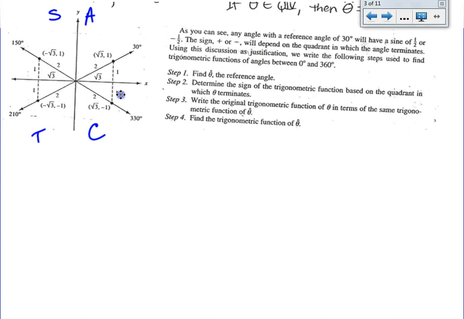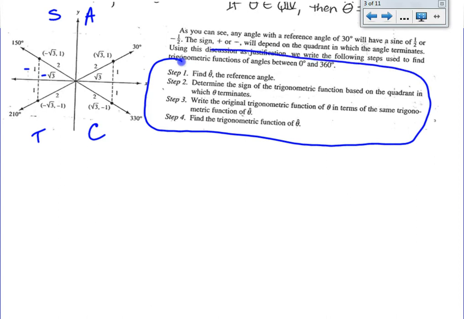Now, I kind of do something that's not really appropriate when I draw these, which is I label the sides of the triangle with positive and negative values. So I would name this a negative square root of 3 and a negative 1. But that is completely up to you if you want to continue to do that, or what we're going to do instead is follow these 4 steps right here.